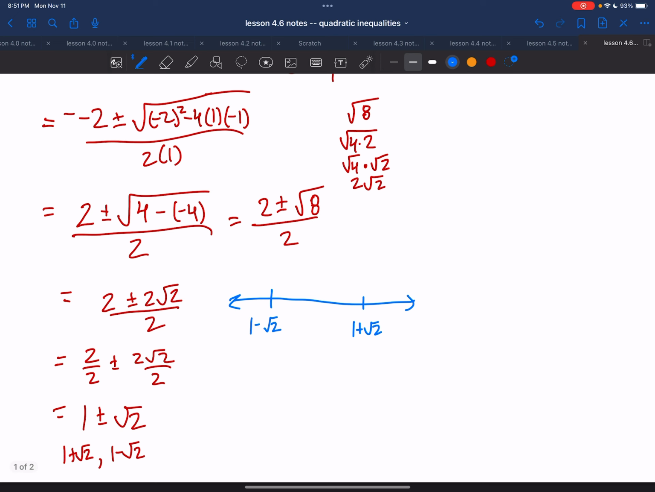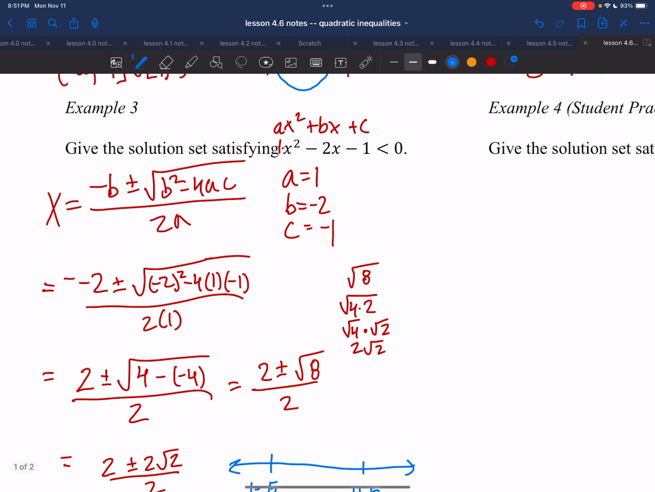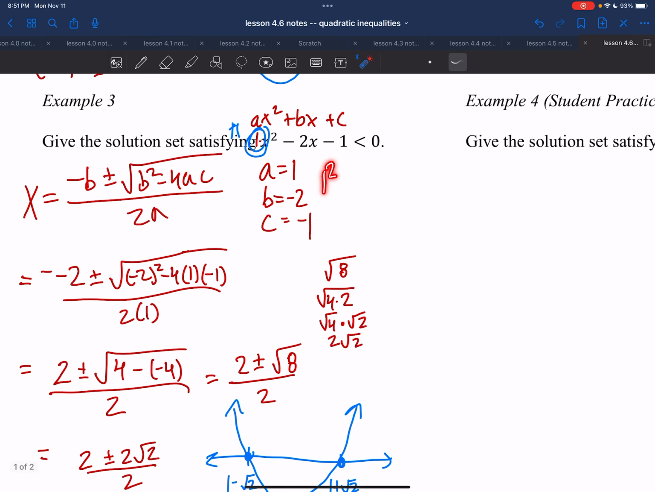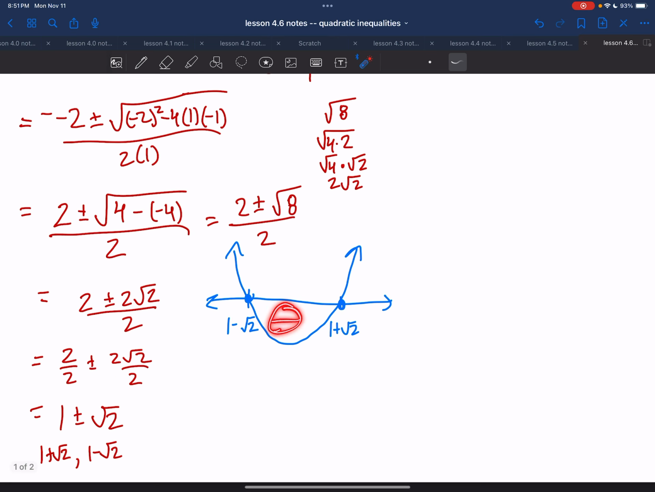So what does this parabola look like? Is it facing up or down? If I look at the lead coefficient, it's positive 1. So positive 1 means it's going to be a U shape facing upwards like this. Of course, you could also test a number. For example, the number 1 is in between these two numbers. So you could say 1 squared minus 2 times 1 minus 1. Isn't that 1 minus 3? So it's negative. And that makes sense because down here is negative.